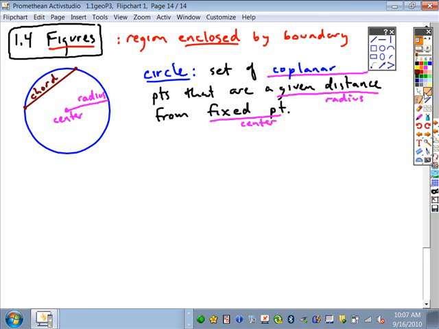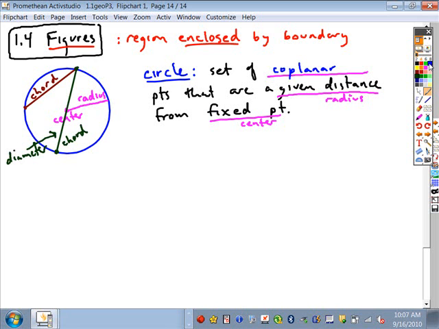If you take a chord and you extend that chord so that it passes through the center of the circle, this is still a chord. It has endpoints on the circle itself. So this is still considered a chord, but it also more specifically can be classified as a diameter. So any chord that passes through the center of the circle is considered a diameter as well.